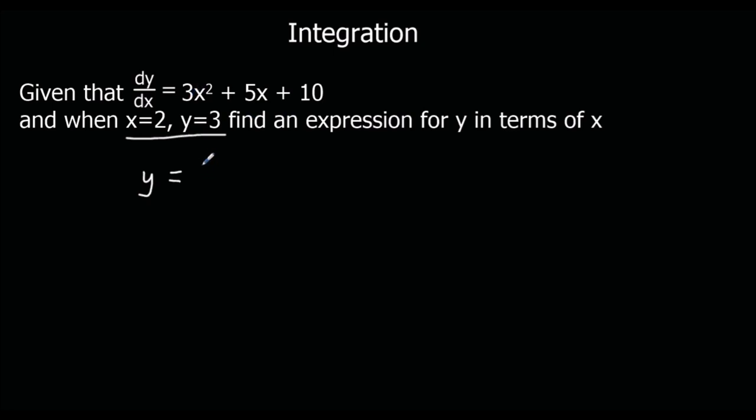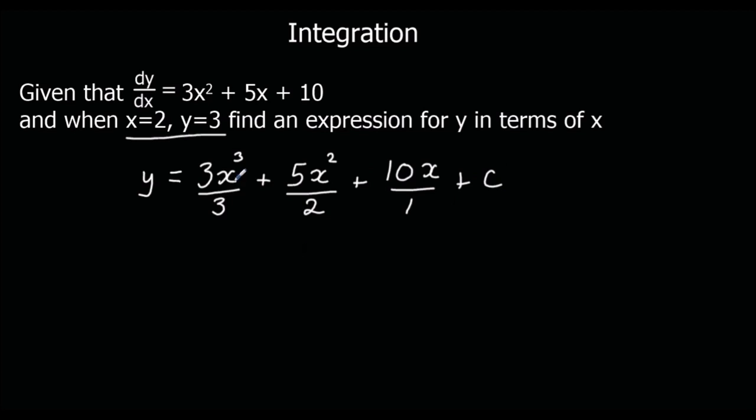So we've got 3x squared first, so we're going to add 1 to the power and divide by the new power. It's 5x to the power of 1 at the moment, so when we add 1 to the power, that goes to 5x squared, and it's 10x to the power of 0 at the moment, so that'll go to 10x to the power of 1. Divide by 1, I'll put the divide by 1, and plus c. So just simplifying these terms, that will give me x cubed plus 5 over 2 x squared plus 10x plus c.